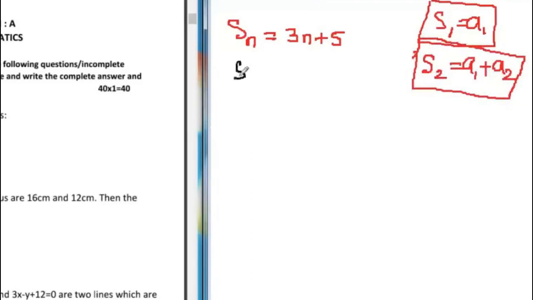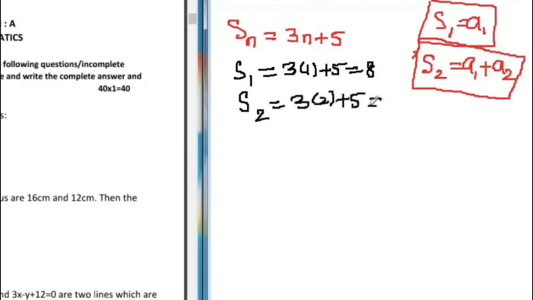So we will replace Sn with S1 because we have to find the sum to first term. So 3 times 1 plus 5, which is nothing but 3 ones are 3 plus 5 is 8. And also we are going to replace n with 2 because we have to know the second term. 3 times 2 plus 5 is equal to 3 2s are 6 plus 5 is 11.